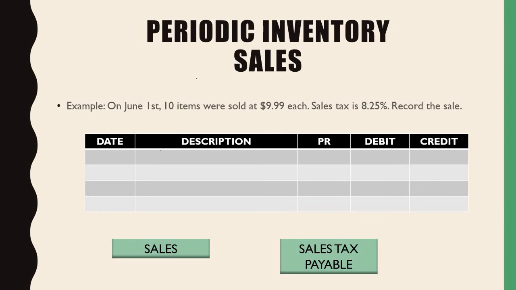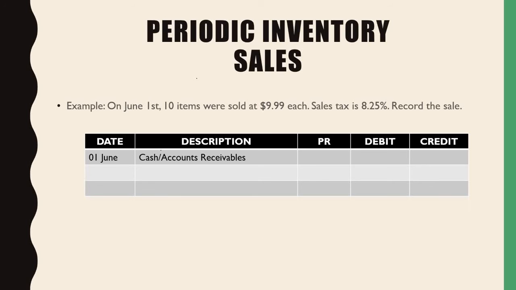We collect it and hold it until we make payments for our sales tax. Okay, so of course, we take the number right here. We have 10 at $9.99. So that's pretty straightforward, right? So in this case, this is what we have to do.